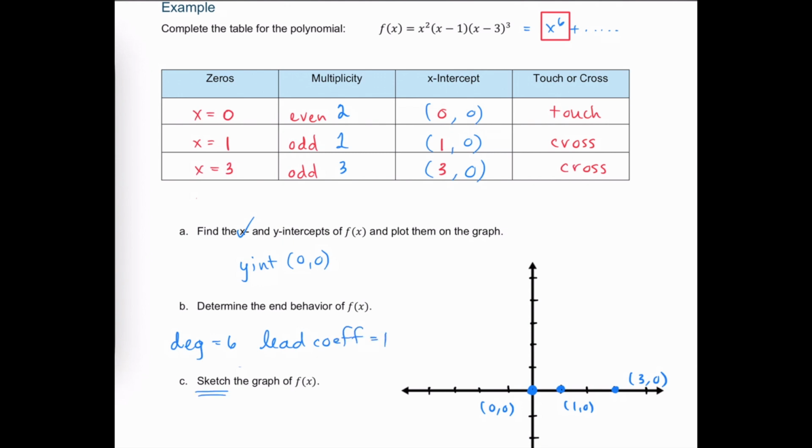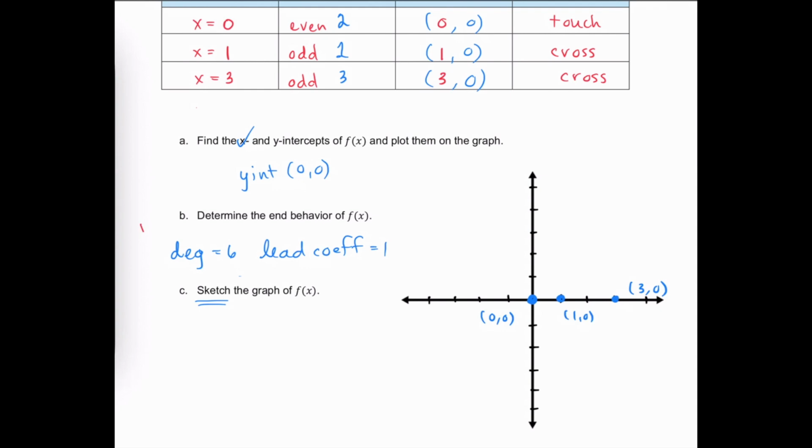And now it's time to draw a rough sketch. Since the end behavior is up, up, we're going to start up here in the second quadrant and then come down and approach our first x-intercept. We know that at x is equal to 0, our graph is going to touch the x-axis and turn around there. So we just approach this x-intercept and basically just bounce off of it. We do not cross the x-axis there.